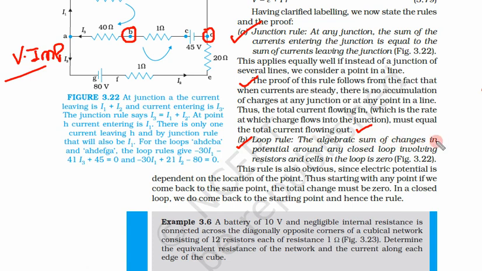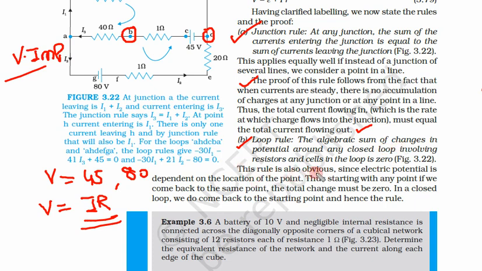The algebraic sum of changes in the potential around any closed loop. So we took the closed loop and we simply took the algebraic sum of the changes in potential. How did we get that? For cells, we simply note down V, like 45 or 80, depending on the direction, it could be positive or negative. But for resistors, the potential difference is simply IR. We apply Ohm's law. So the changes in potential around any closed loop involving resistors and cells is 0.